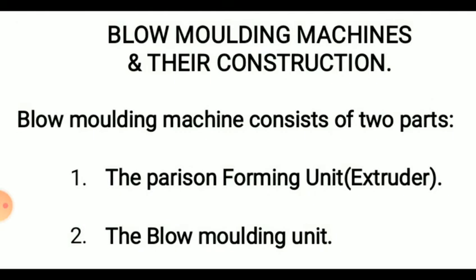Now, blow molding machines and their construction. A blow molding machine consists of two parts. The first part is the parison forming unit, which is called an extruder, and the second part is the blow molding unit, where you inject the air into the mold.